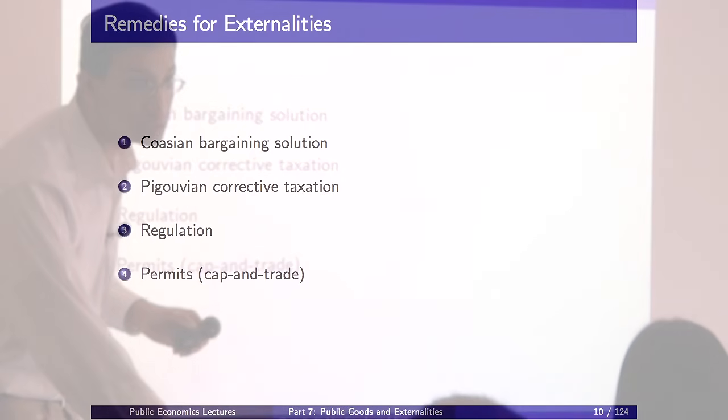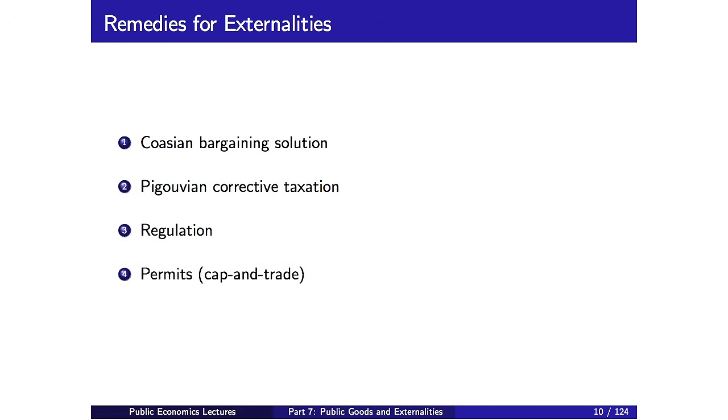Okay, so what can you do about this problem? We've established that there's potentially a role for government intervention. What should we do about it? We're going to talk about 4 potential solutions: the Coasian bargaining solution, Pigouvian corrective taxation, regulation, and then basically a more sophisticated version of regulation, which is cap and trade.